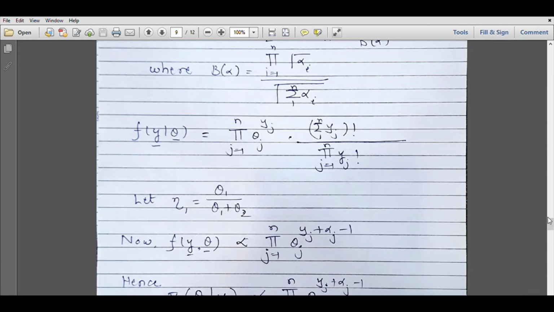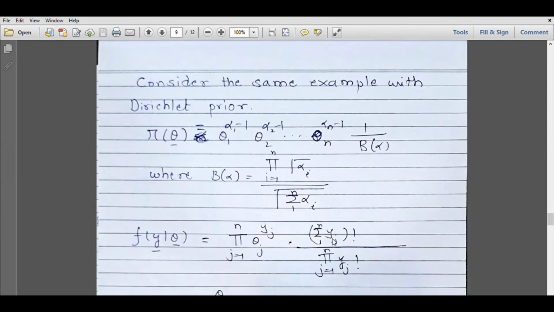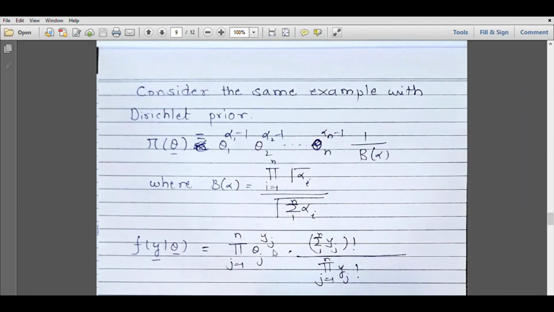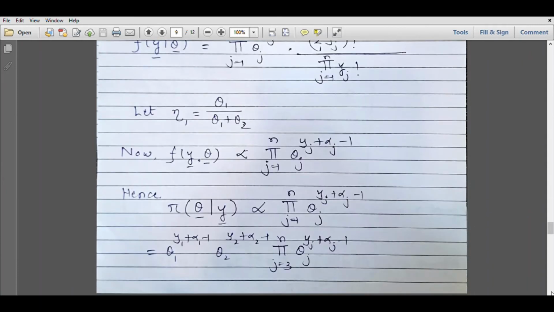So the joint distribution will be simply the product of these two, this multiplied by this. Now since the ultimate aim is to find the posterior distribution, we are ignoring the constant terms and focusing only on terms containing theta and y both. So clearly the product will be the product of theta j raised to yj plus alpha j minus 1, where j goes from 1 to n, into 1 upon B alpha. These terms, 1 upon B alpha, are free from theta, so I am not considering them when I write this.